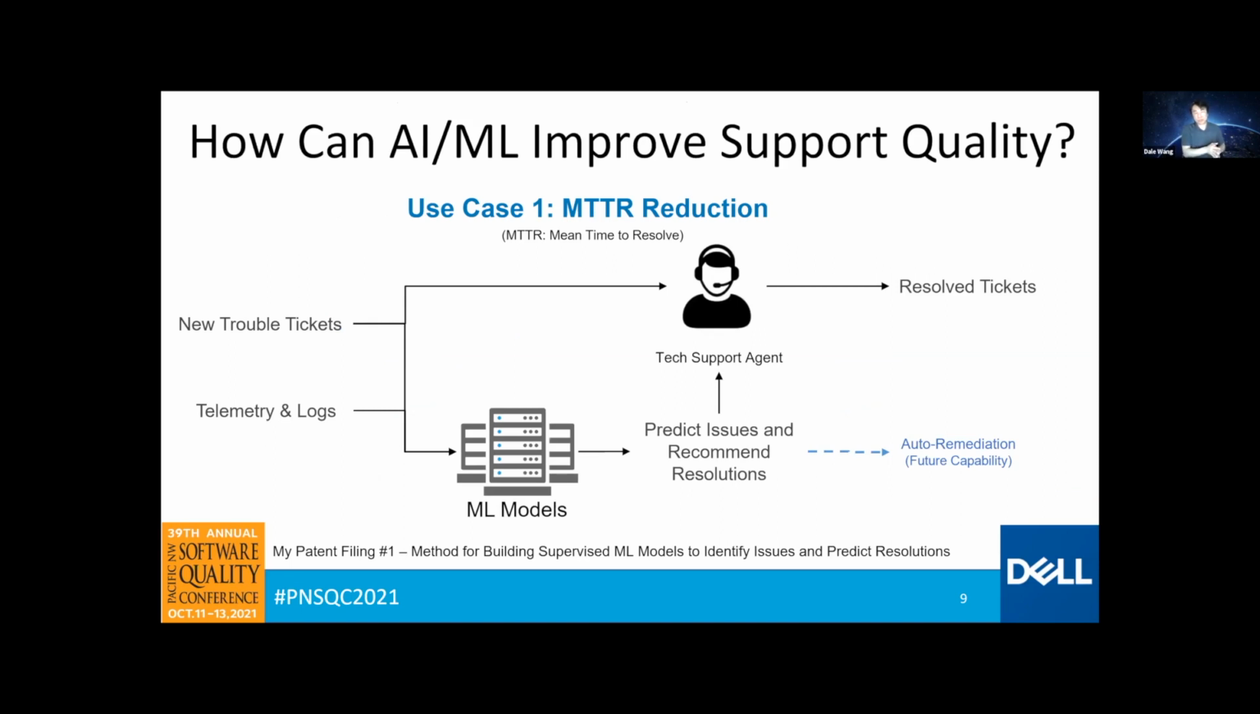So I talked about one of the use cases, mean time to resolve reduction, right? This again is just showing a picture of what that looks like. Here, one of the patents that I have filed is basically a method for assisting in building supervised machine learning models to do issue identification and then to predict resolution. I'll talk a little more about that on another slide.